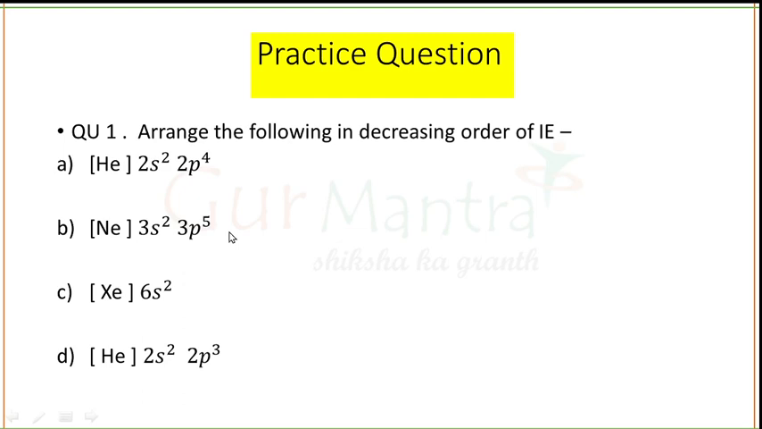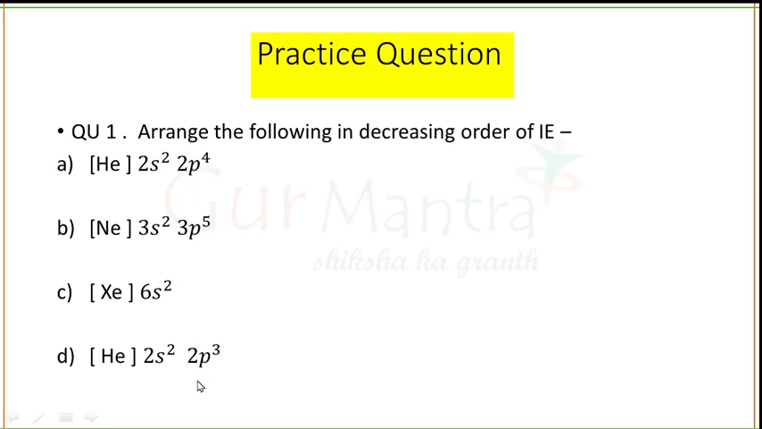Okay guys, so let's see the solution. In this particular question, you have been given the outermost electronic configuration: in option A it is 2p4, in option B it is 3p5, in option C it is 6s2, and in option D it is 2p3. First of all, you should know about the pseudo-noble gas configuration or noble gas configuration. As you can see here, 6s2 is a noble gas configuration and 2p3 is a noble gas configuration.